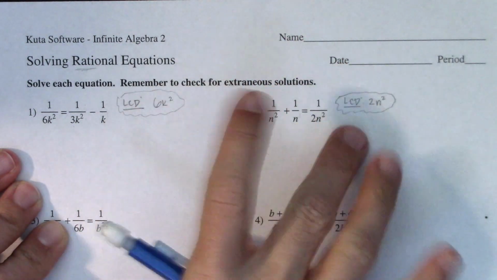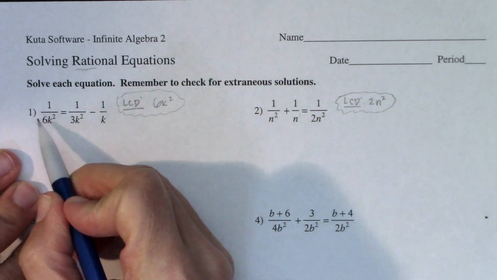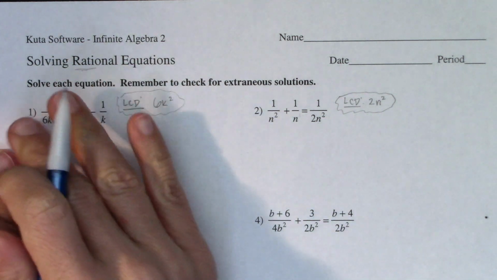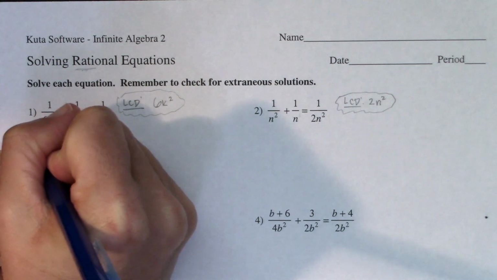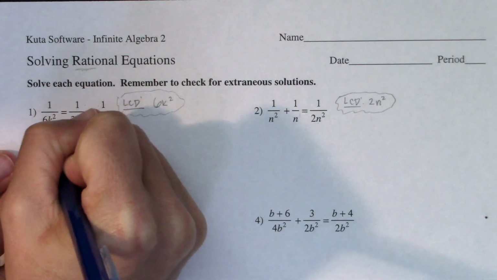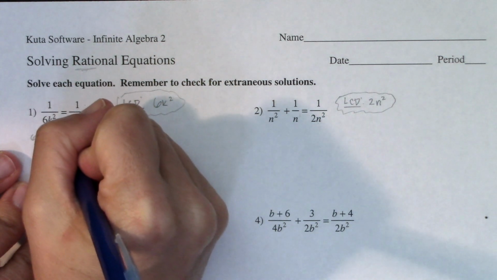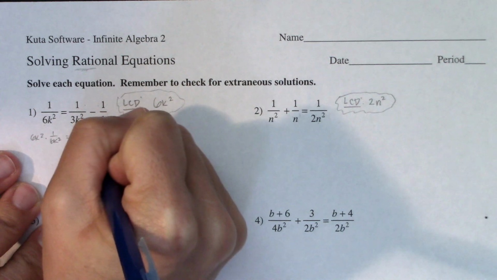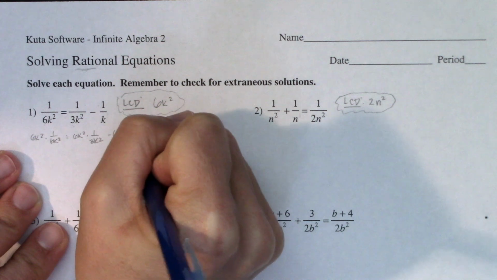So once you determine what your LCD is, I'm going to take 6k squared and multiply it to this fraction, this fraction, this fraction. And by design, we will get rid of fractions. So let me take 6k squared and multiply it to 1 over 6k squared. I'm going to write small because I'm going to run out of space pretty quickly. Then I'm going to take 6k squared and multiply it to 1 over 3k squared, and then 6k squared times 1 over k.